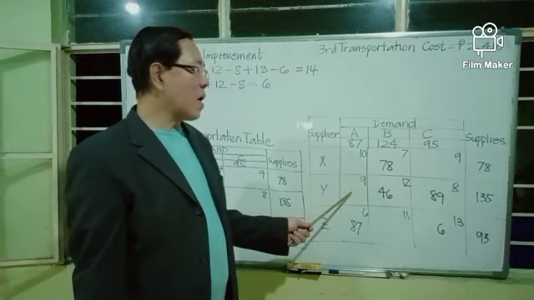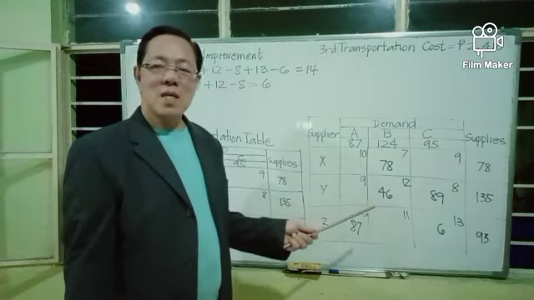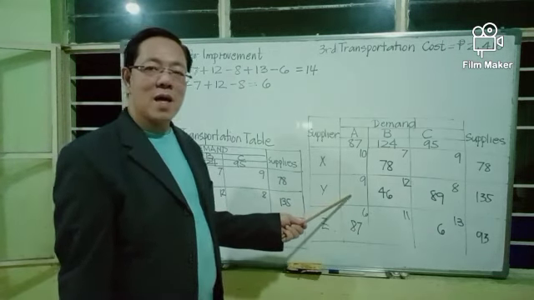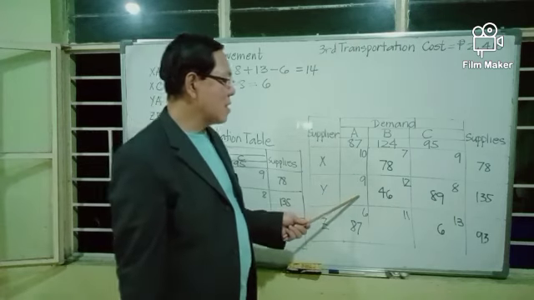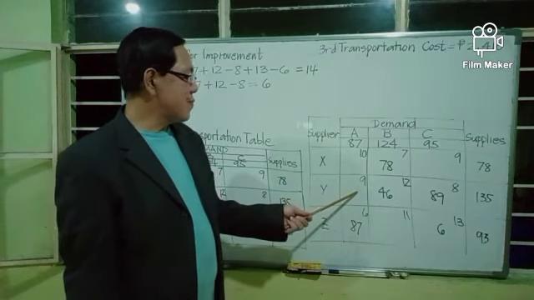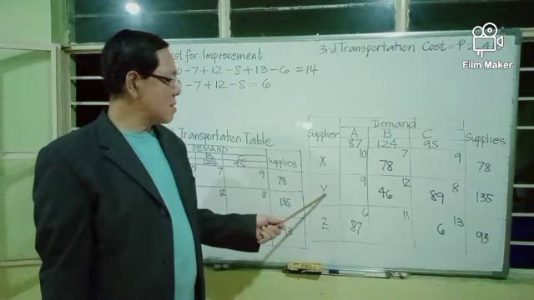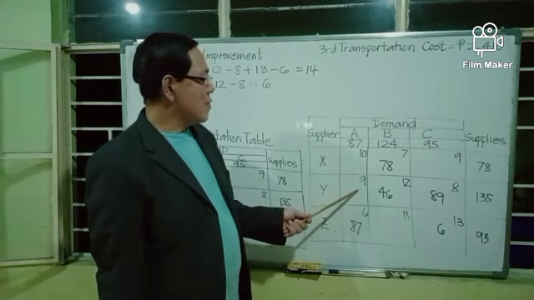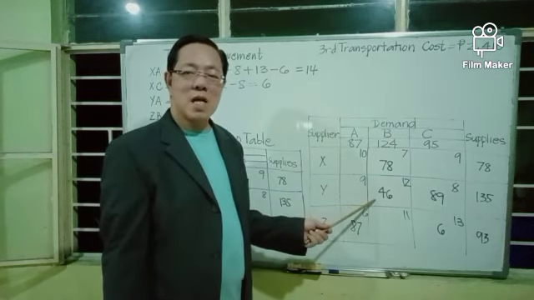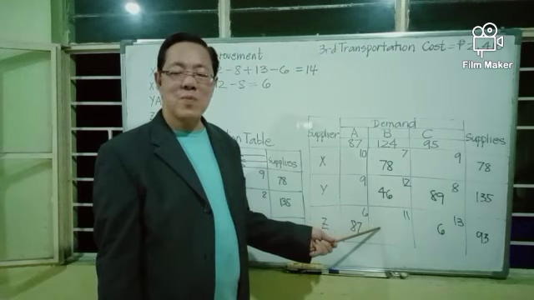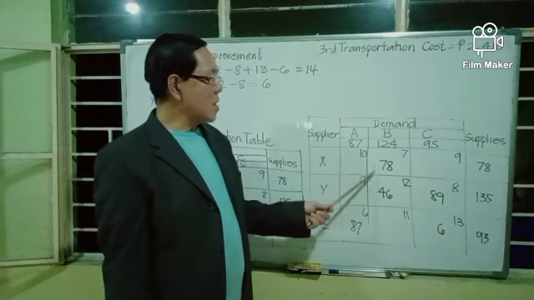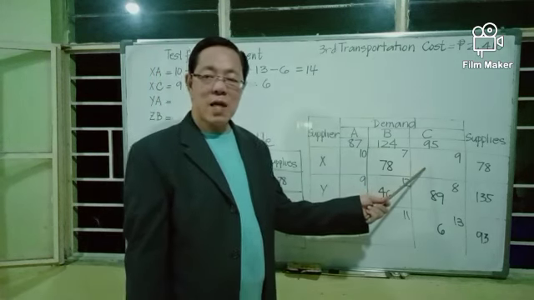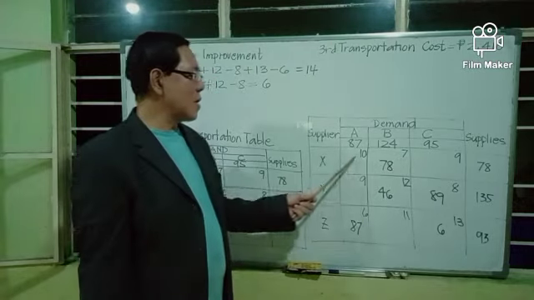Now, this vacant cell YA, we create a closed path. We trace a closed path for this vacant cell YA, beginning with horizontal movement, and we cannot move to the left because this is supplier Y. We move horizontally to the right. If you move up to 46 only, the next move is vertical. You cannot move downward because it's vacant. You can move upward, but the next move is horizontal, either to the right, or to the left.